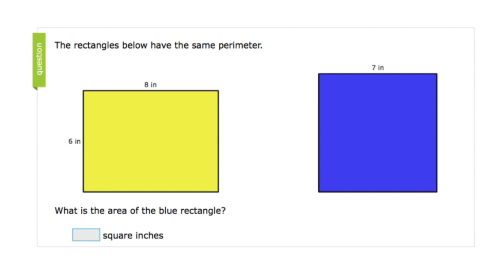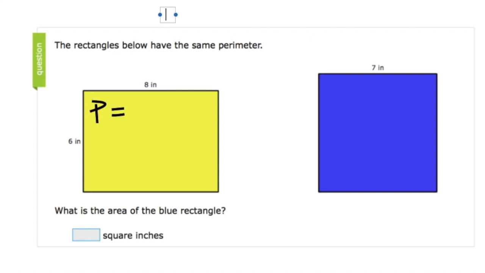Here's our first question that we're going to focus on. It is claiming that the rectangles below, the yellow and the blue one, have the same perimeter. And we will check that to double check. And it's asking us down here, what is the area of the blue rectangle? Now remember, squares are rectangles as well, so don't mind that.